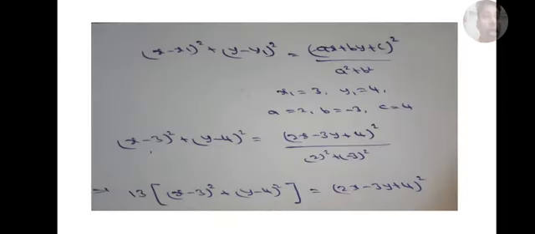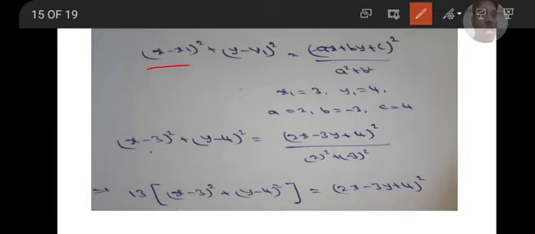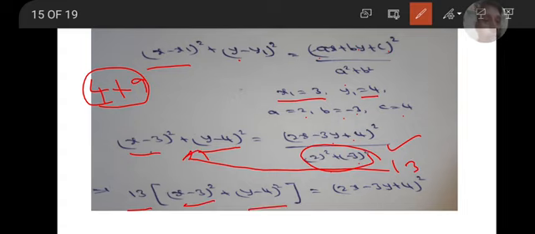Next slide. x1 is 3, so (x − 3)² + (y − 4)² = (2x − 3y + 4)² divided by a² + b². a² is 2², which is 4, and b² is (−3)², which is 9. 9 plus 4 means 13. This value is 13. If you cross multiply, this 13 comes to this side. So 13[(x − 3)² + (y − 4)²] = (2x − 3y + 4)².